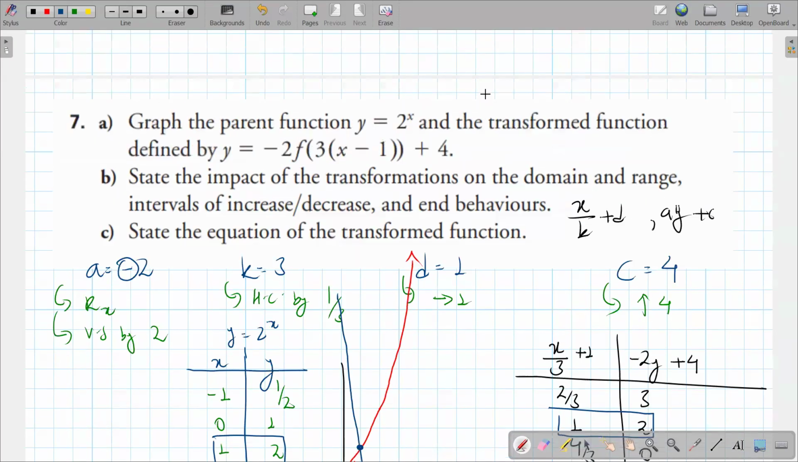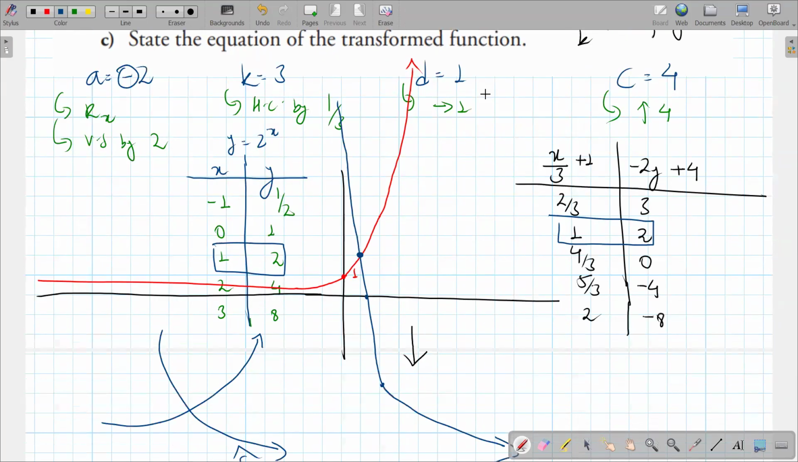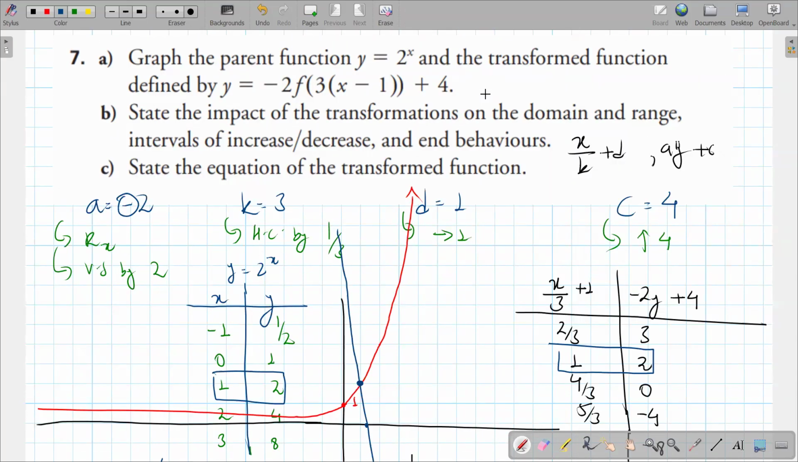Let's do, what else is the question asking us? It's asking us, state the impacts of the transformation on the domain. Okay, cool. So what's the domain of an exponential function?